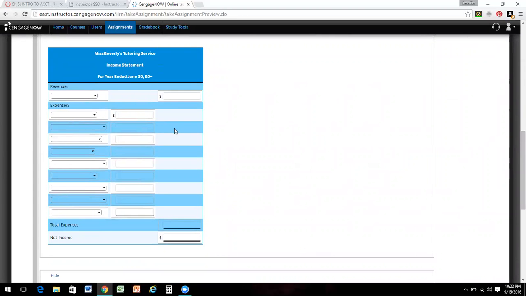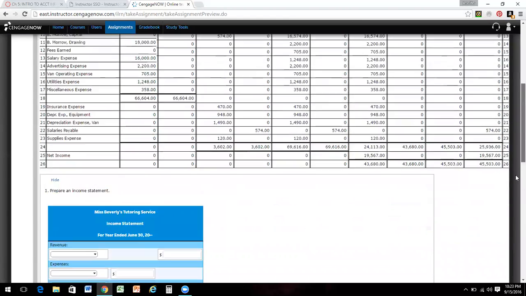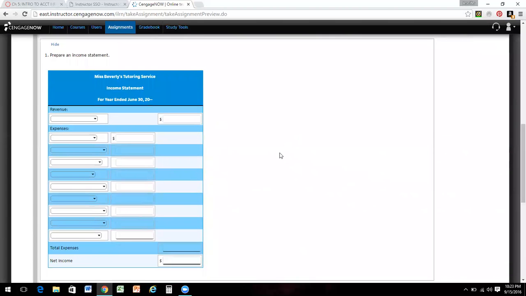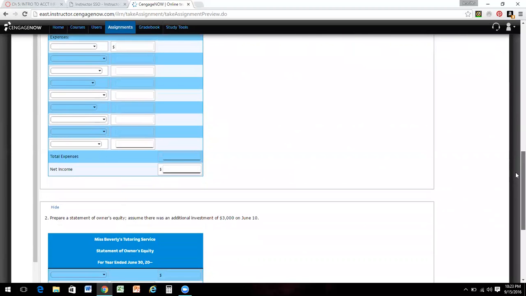Now remember, a statement is a report, and on this report, we do not have debit and credit columns. We have a subtotal and a total column. So do not copy all of this down and think it's debits and credits. You've got to follow the format for doing a report. If you need help, look back in chapter 3, maybe even 2 or 3, which has the financial statements.